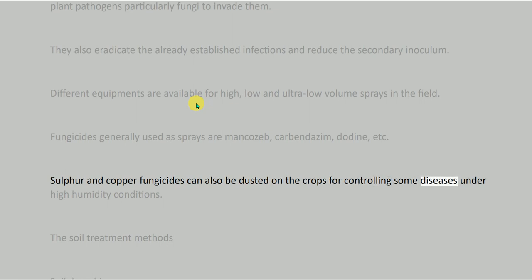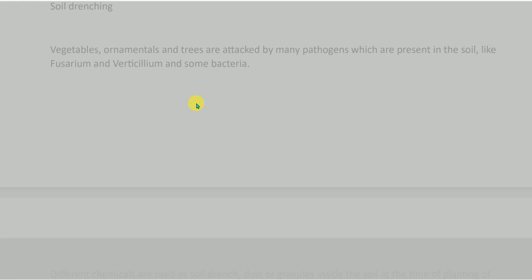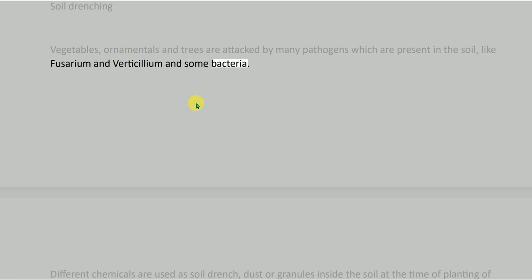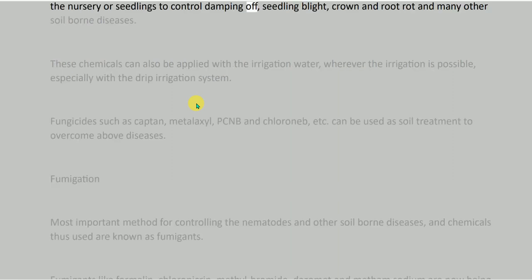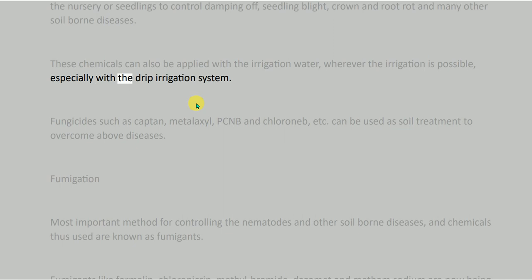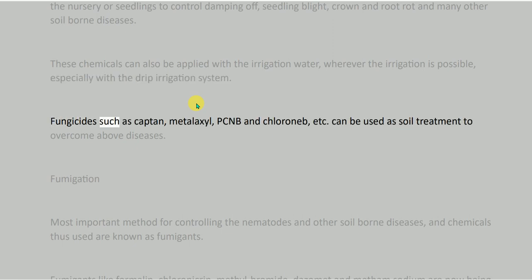The soil treatment methods: soil drenching. Vegetables, ornamentals and trees are attacked by many pathogens which are present in the soil, like Fusarium and Verticillium and some bacteria. Different chemicals are used as soil drench, dust or granules inside the soil at the time of planting of the nursery or seedlings to control damping off of seedlings, blight, crown and root rot and many other soil-borne diseases. These chemicals can also be applied with the irrigation water, wherever irrigation is possible, especially with the drip irrigation system. Fungicides such as Captan, Metalaxyl, PCNB and Chloroneb, etc. can be used as soil treatment to overcome the above diseases.